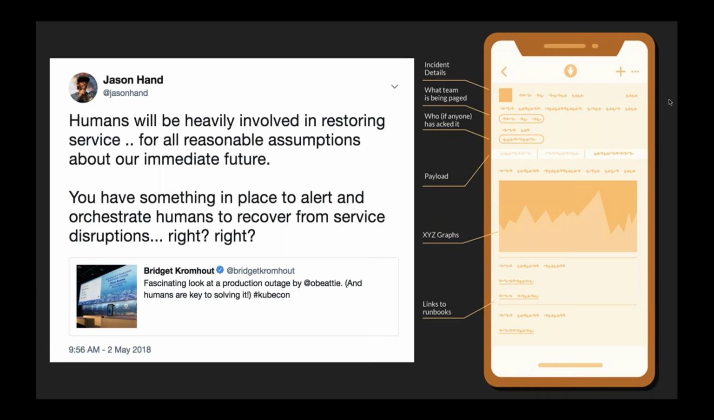And that's the VictorOps side of this whole story: once there's been some sort of anomaly, or a thing that we believe is actionable and some person needs to do something about it, do you have something in place? What's your plan for this?